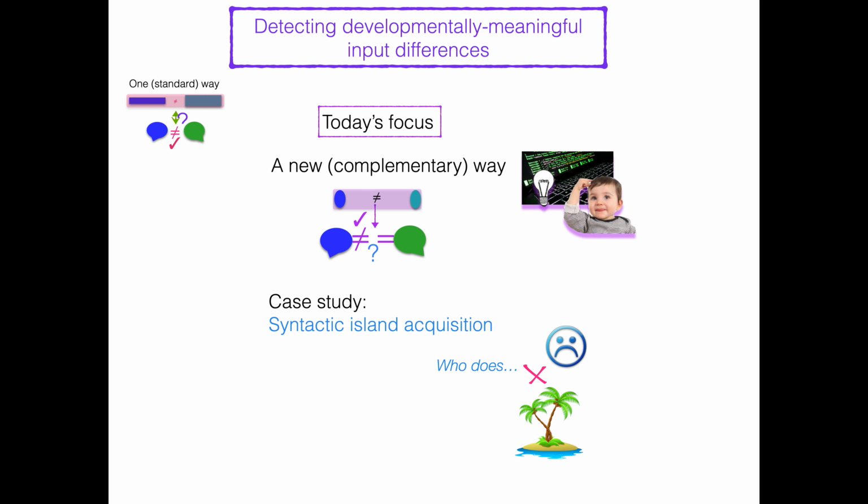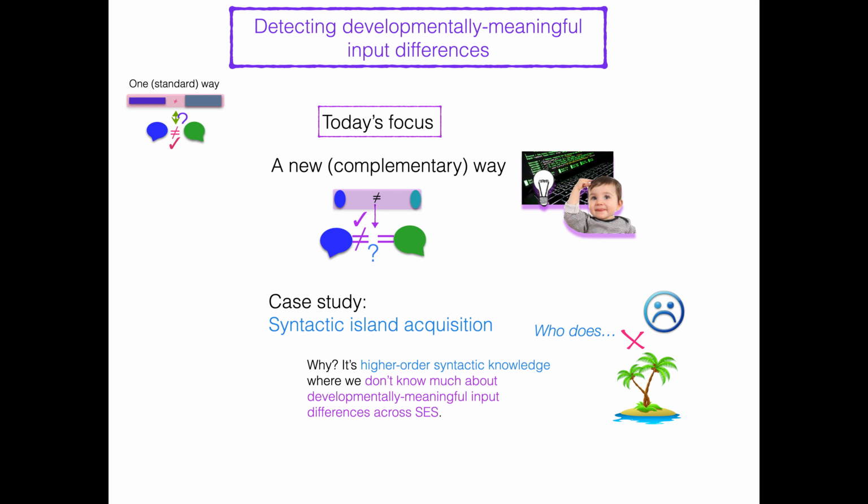And so the case study that I'm going to use to sort of demonstrate this approach is syntactic island acquisition. And you might say, okay, why? Well, one reason anyway is that it's higher order syntactic knowledge, that is more complex syntactic knowledge, where we don't actually know much. We know some, but not really a lot, about developmentally meaningful input differences across SES, across socioeconomic status. So it seems like a good place to start looking with this new complementary technique.